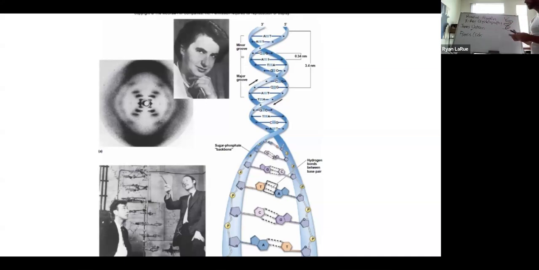And for that, they were awarded the Nobel Prize in 1953. Now, sadly, Rosalind Franklin passed away from cancer before the Nobel Prize was handed out. So that's kind of how they justified not including her in awarding her the prize. And that's obviously controversial and messed up, in my opinion. So that's kind of the story, right?